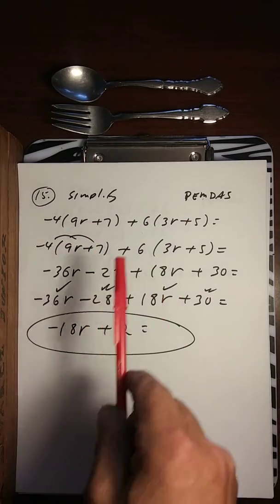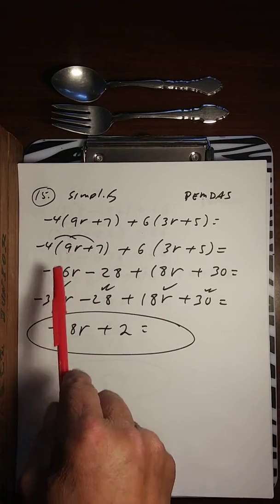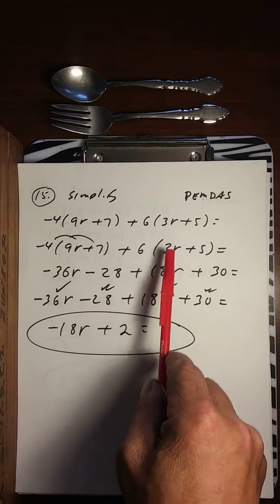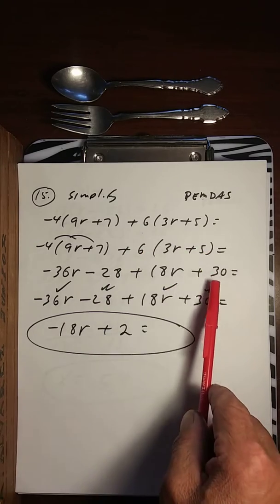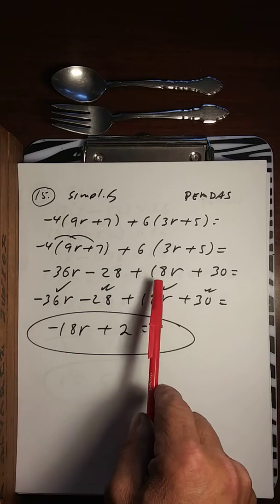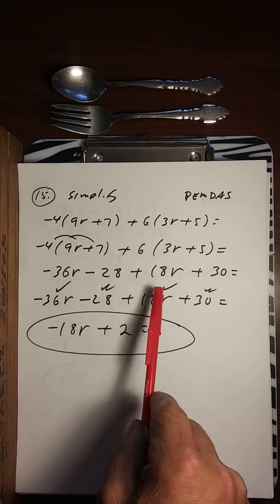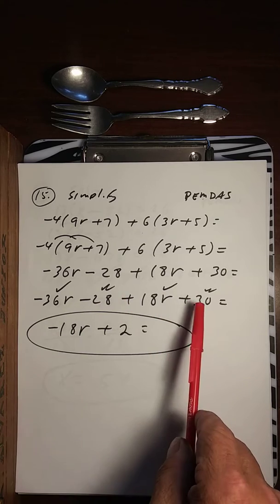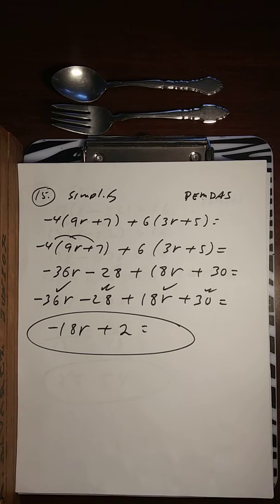We have parentheses again. So negative 4 times that, negative 36r. That times that is going to be negative 28. 6 times 3 is 18, and 6 times 5 is 30. So negative 36r and 18r, put those together, that's going to give you negative 18r. And negative 28 and a plus 30 is going to give you a positive 2.